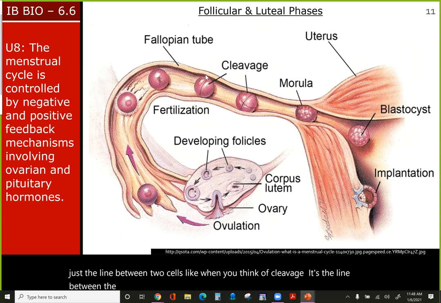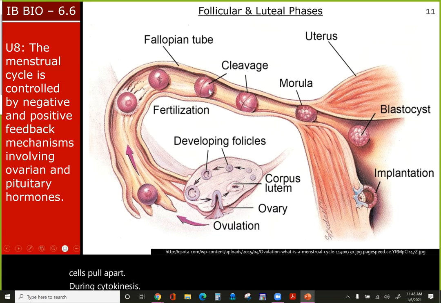So cleavage in cells is just the line where those two cells pull apart during cytokinesis. Or think of an axe cleaver, like it chops something. It's the dividing line between two things.